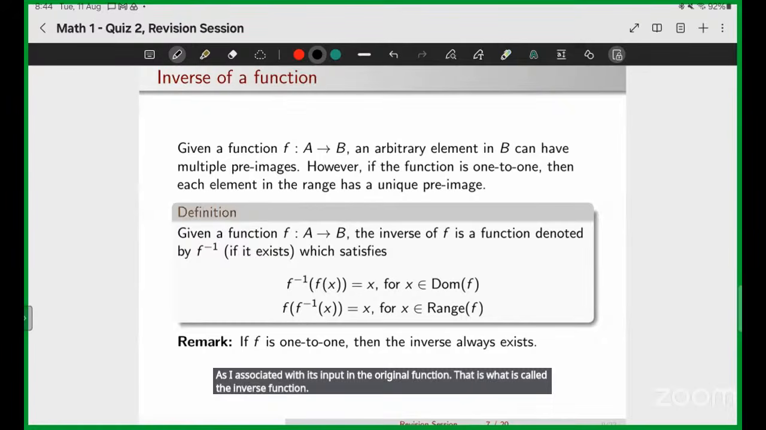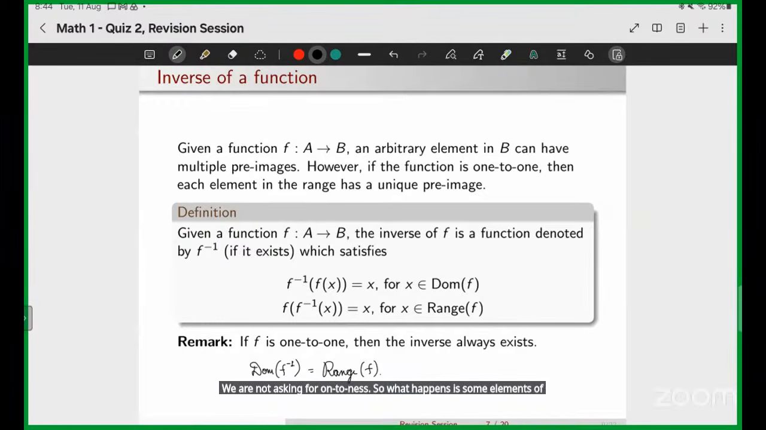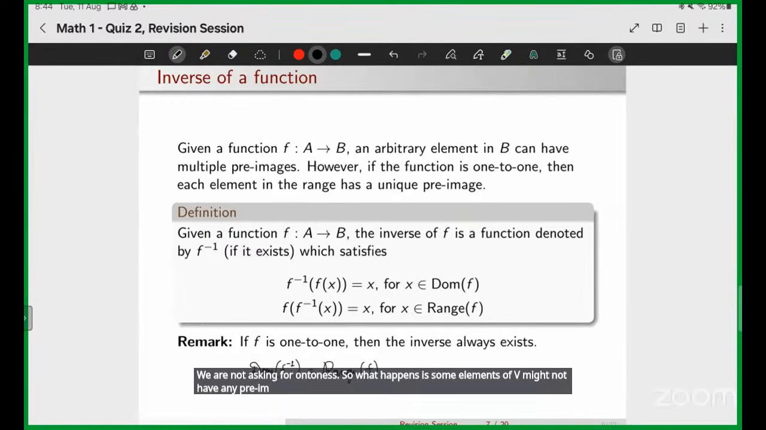And as was pointed out and as should have been written, the domain of f inverse is equal to the range of f. So we are just asking for one-to-one. We are not asking for onto-ness. So what happens is some elements of B might not have any pre-images. So we want to discard those, right?